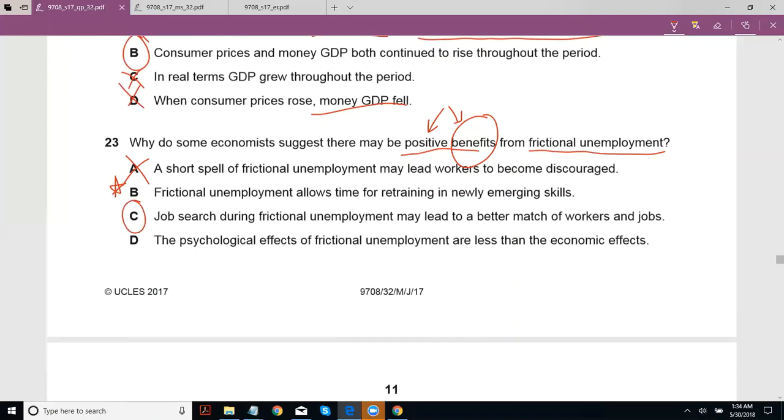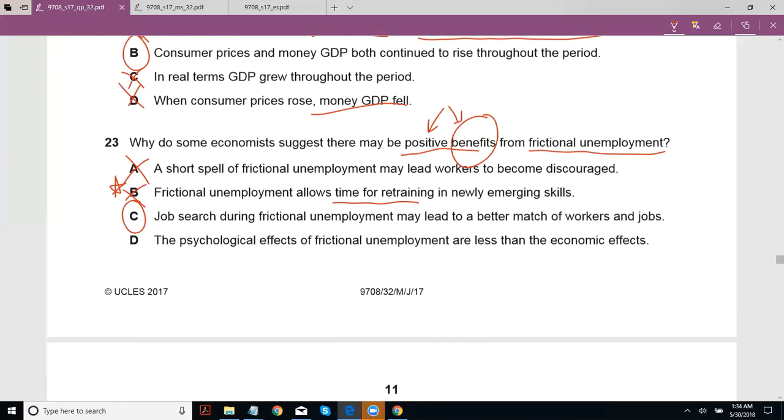And yeah, that would be the more appropriate option, because frictional unemployment again is when you're searching for new jobs. Structural unemployment might allow time for retraining. So perhaps that's why B is wrong. It looks at a benefit of structural unemployment, not of frictional unemployment. The psychological effects of frictional unemployment are less than the economic effects.